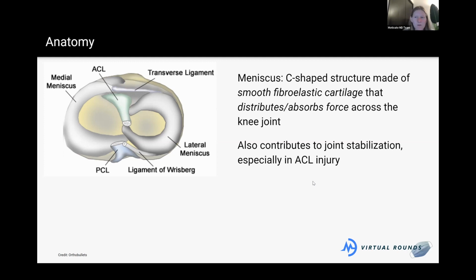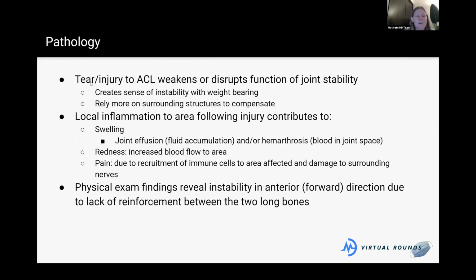So what happens when you have a tear in one of these structures, specifically the ACL? If you have a tear or injury to the ACL, it weakens and disrupts the function of the joint, which is that joint stability. So you can have a sense of instability with weight bearing, and you'll also rely more on your surrounding structures like your medial meniscus and your other ligaments to compensate for the loss of the function of your ACL. So that's just functionally how your joint is going to be different if you have a tear.